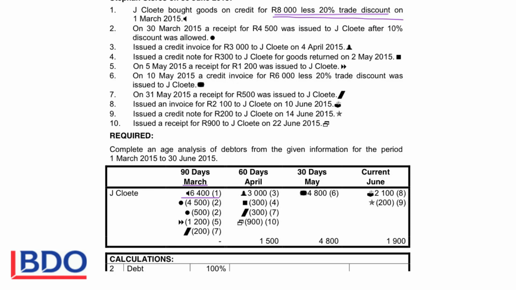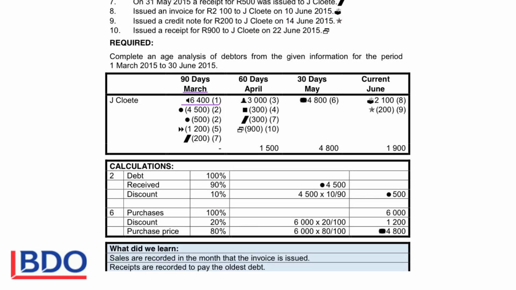On 30 March, a receipt for 4,500 was issued to Kluter after 10% discount was allowed. So we didn't receive the full debt from him. This 4,500 is actually 90% of the amount that he wanted to pay. If we pay attention to this calculation, the total debt was 100%. We only received 90% of the amount because we allowed 10% discount to him.